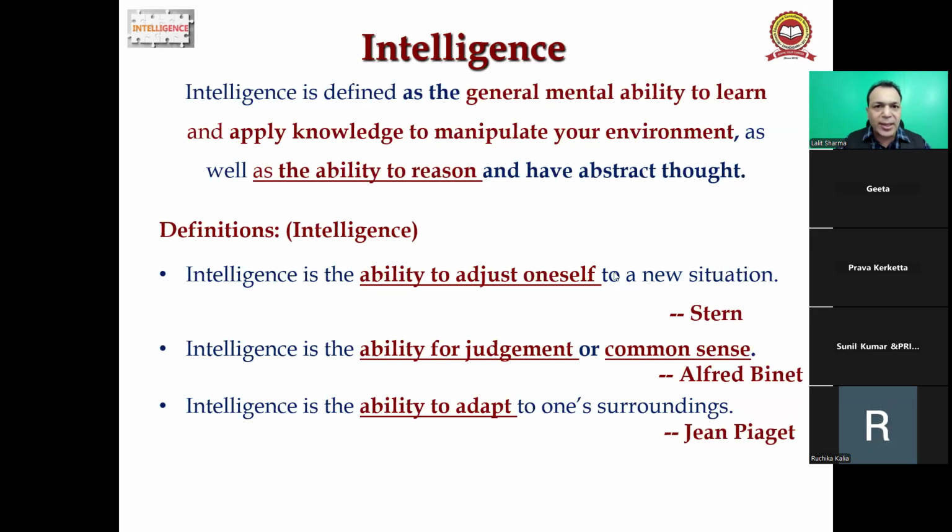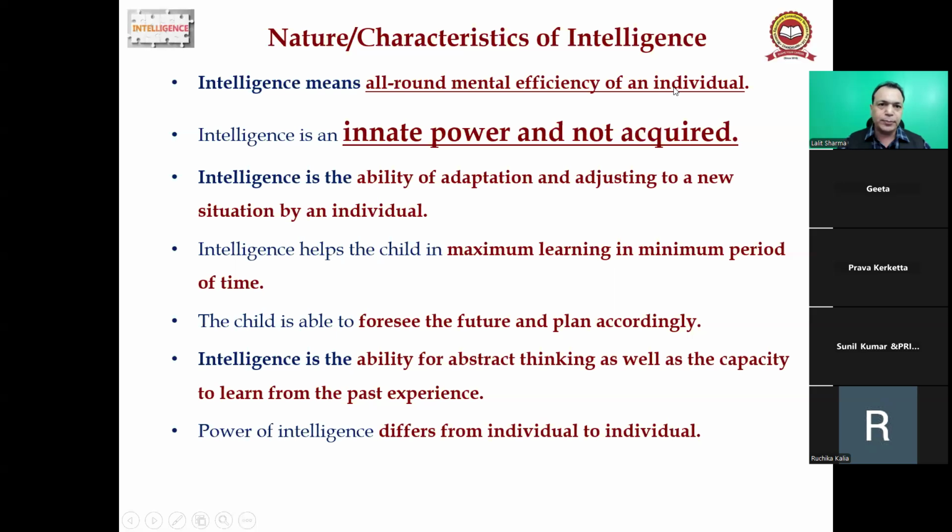Okay, what is basically intelligence? We learn from scratch. Intelligence is defined as the general mental ability to learn and apply knowledge. Remember, this is a complete sentence: to learn and apply knowledge to manipulate your environment, as well as the ability to reason and have abstract thought. Okay.